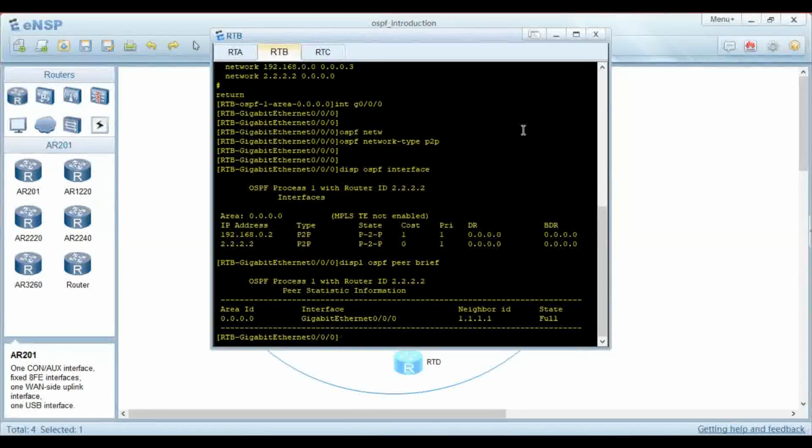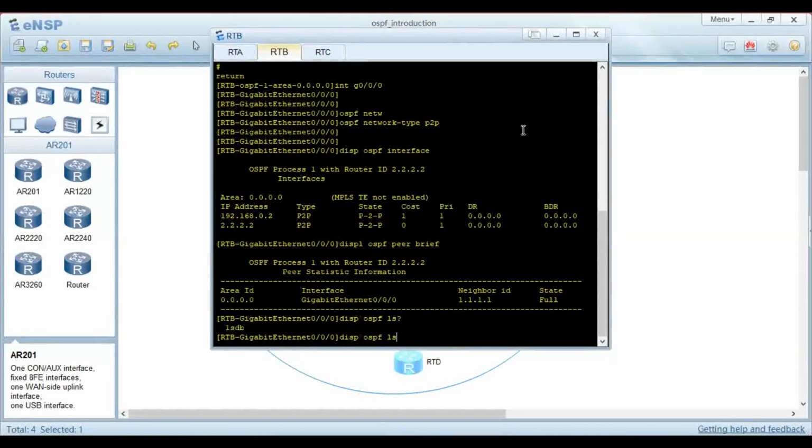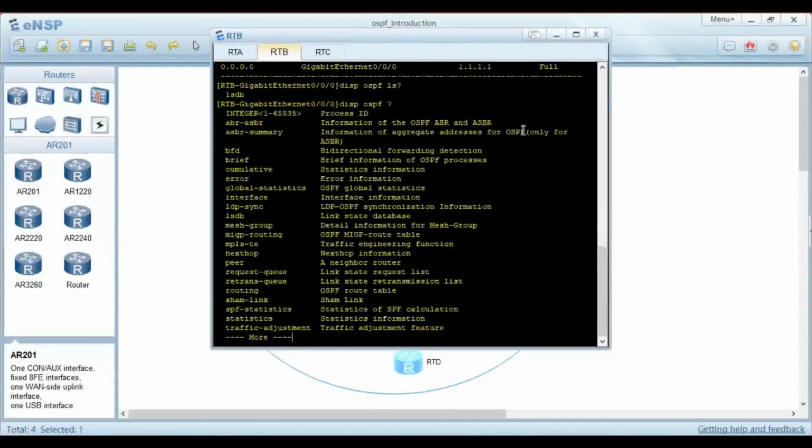The next step: because they are neighbors, they have exchanged link state information, and we expect them to have built some link state database. So the command for displaying the link state database is display OSPF LSDB. If you type question mark, let's see what LSDB stands for. It's here: link state database.